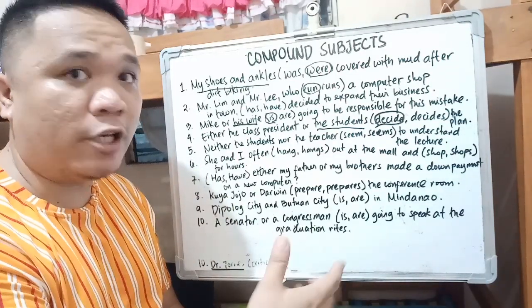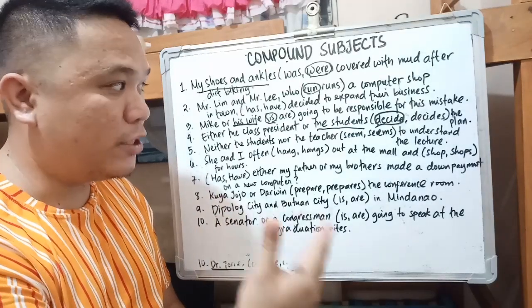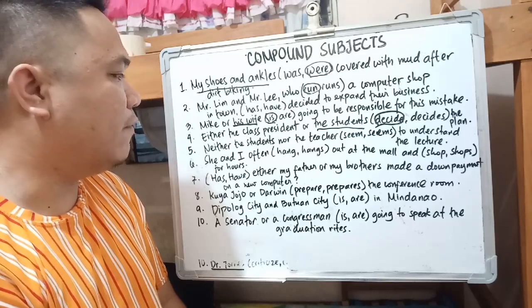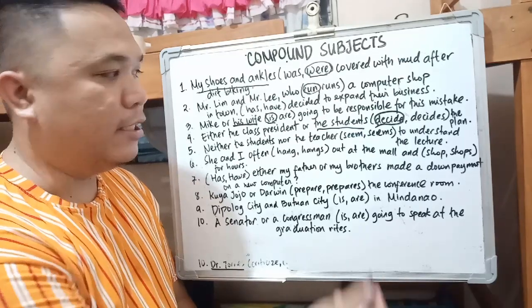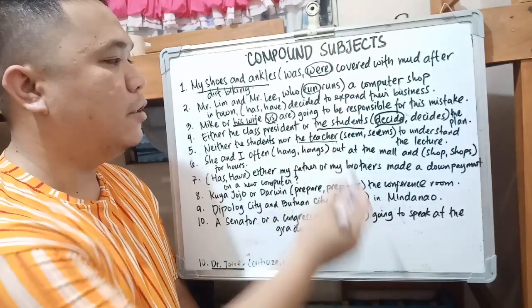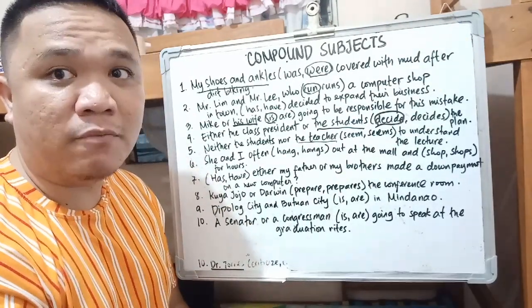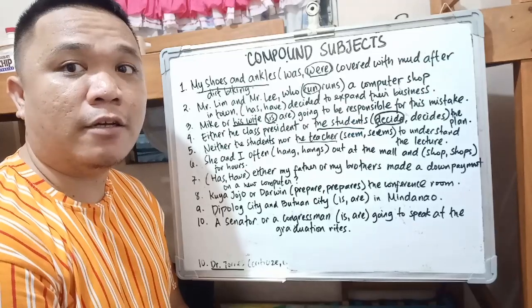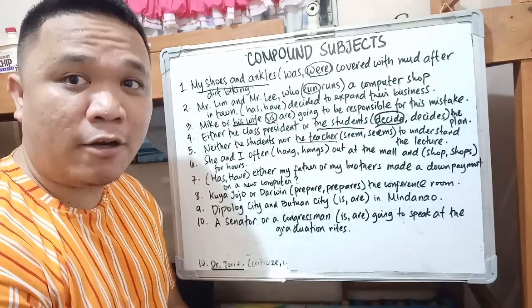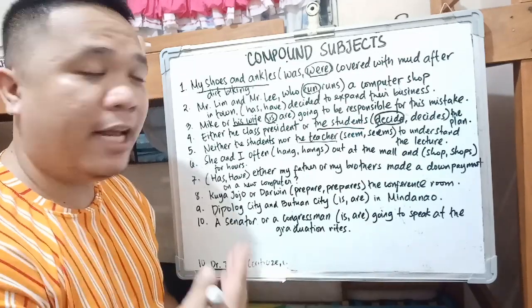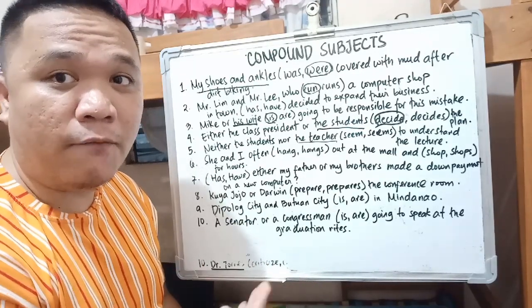Then two subjects joined by nor. So choose the second one. So what is the second subject of neither nor? The teacher. So teacher is what grammatical number? When you say grammatical number, it refers to the subject, it refers to the singular or plural. So teacher is singular and it requires a singular verb.